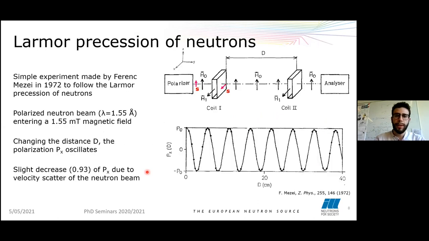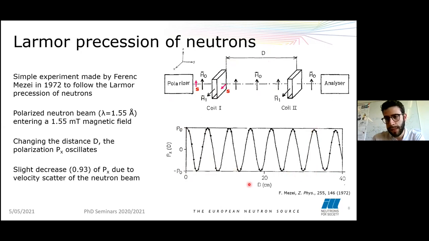The neutron spin echo technique was invented by Ferenc Mezei in 1972, and its first simple experiment was to follow the Larmor precession. So he took a polarized neutron beam with the spin parallel to the guide field. Then there is a spin flipper, and then there is a region with a field where we can change the distance. He saw that the polarization oscillates from a minimum value to a maximum value, and with large distances, the polarization is a bit lost.